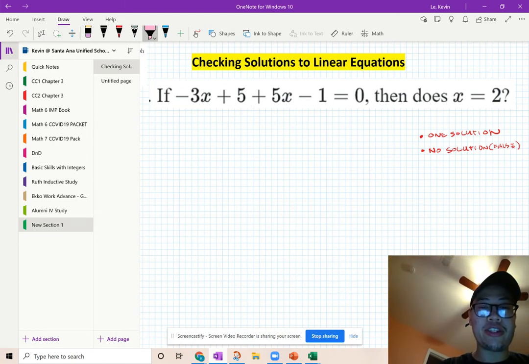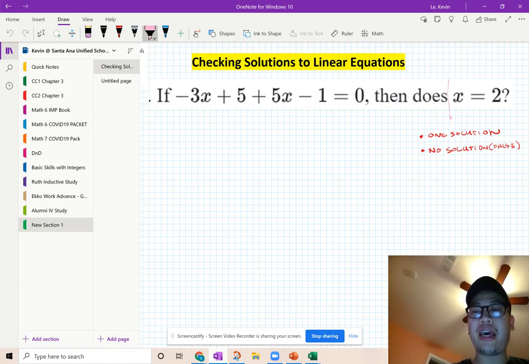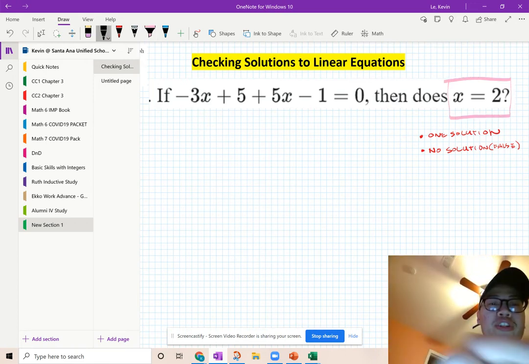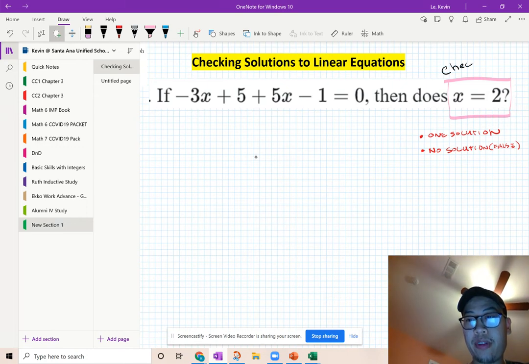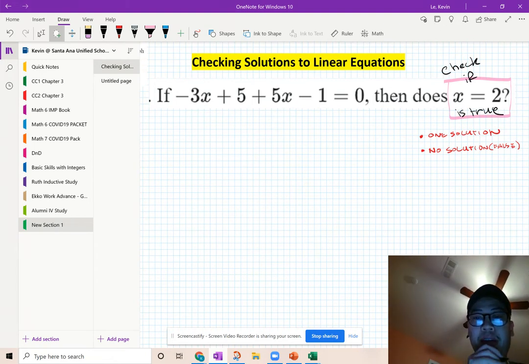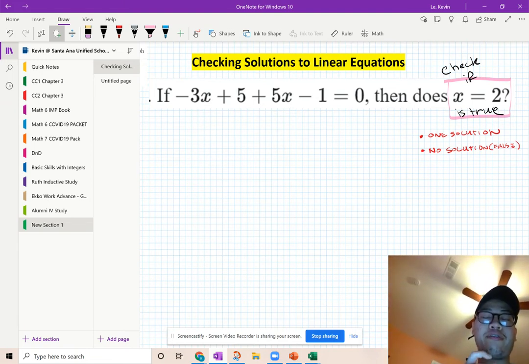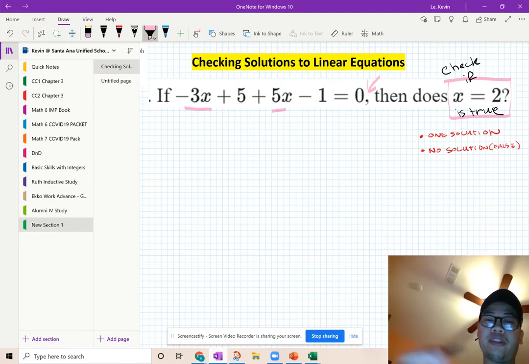Looking over here, it says if negative 3x plus 5 plus 5x minus 1 equals 0, does x equal 2? We're trying to check if this is true. Another way we see this problem is they say evaluate the expression for x. The only difference is instead of just plugging in where x is, we actually solve it to the very end and check if it equals 0 or not. So let's start.